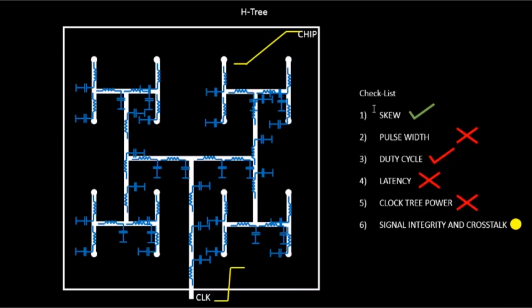So if you look at this particular slide, we have a clock tree over here, and let's say a checklist. The checklist says we are good with skew, we are not meeting pulse width, we are meeting duty cycle, but it doesn't add any value to the target that we want. So duty cycle is a red tick. We can comment on latency.